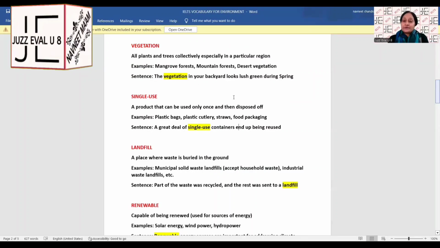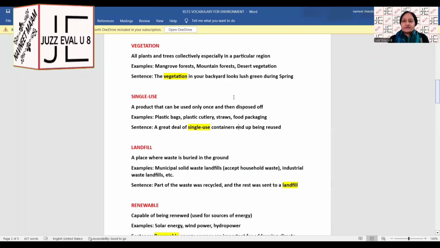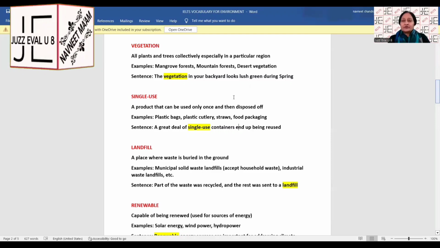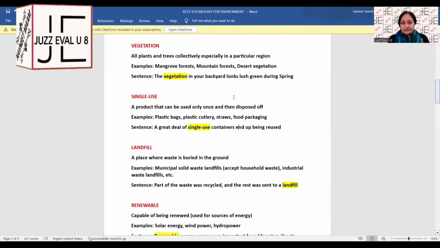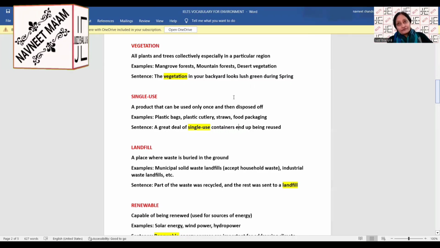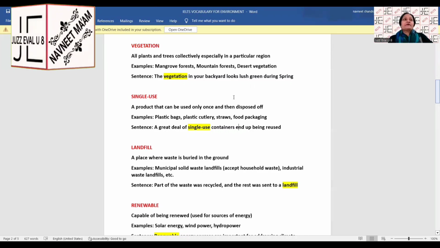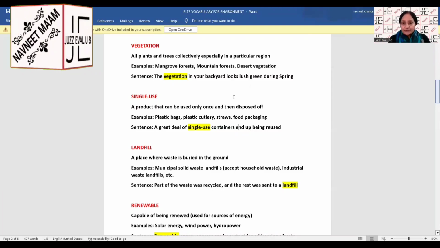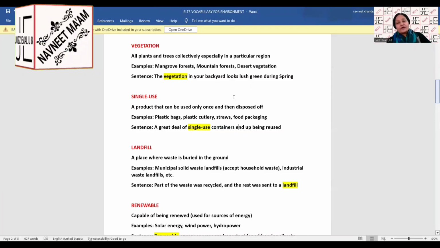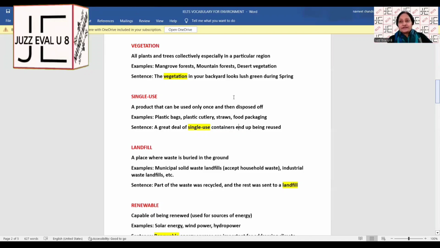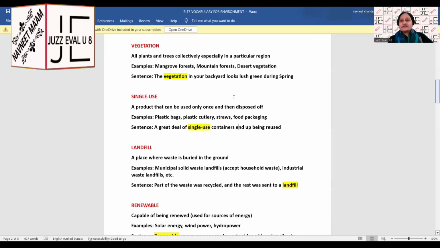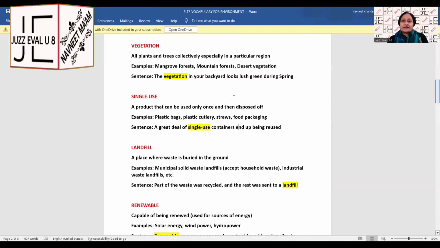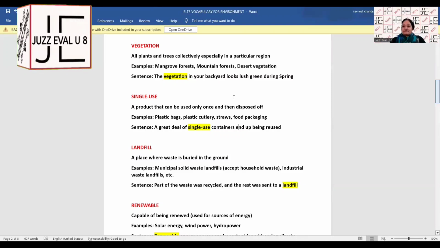So the next is vegetation. Vegetation is basically some plants or trees grown over a large area. So mangrove forests you'll find near lakes or swamps where there is plenty of water. Then there are forests which are found only in the mountains. Then the vegetation in the deserts, basically bushes. So all these are the different kinds of vegetation.